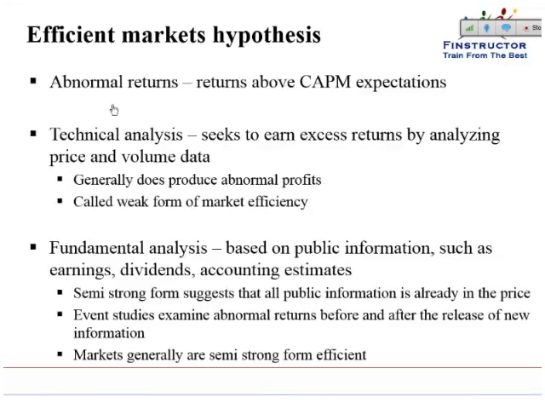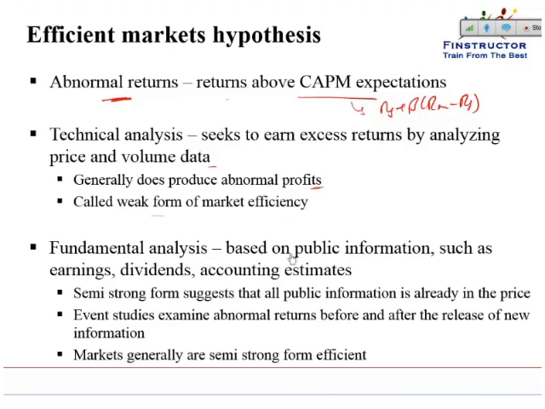So abnormal returns are defined as returns above the CAPM expectation. CAPM expectations are RF plus beta times (RM minus RF), as we studied in the review on portfolio management, or we will study. Technical analysis seeks to earn excess returns by analyzing price and volume data. Generally, we have seen that this does not produce abnormal profits and the markets are weak form efficient.